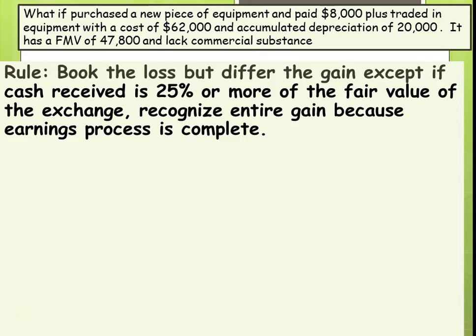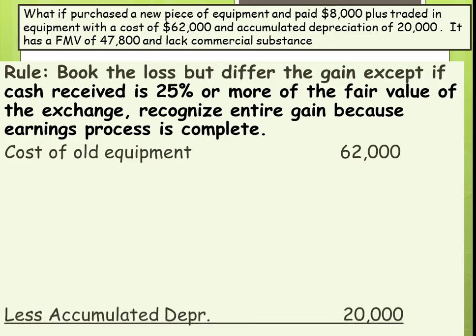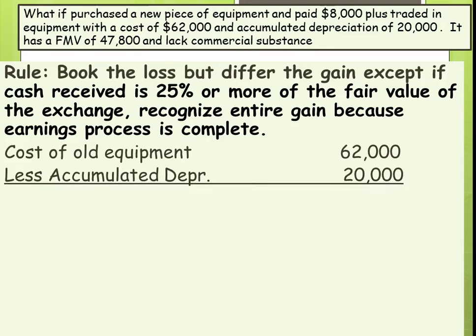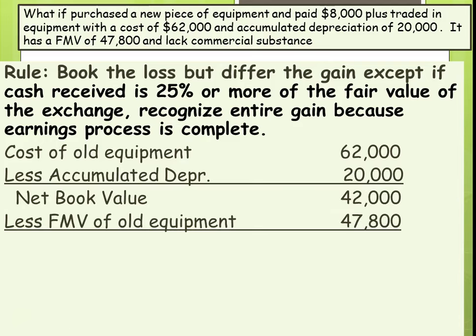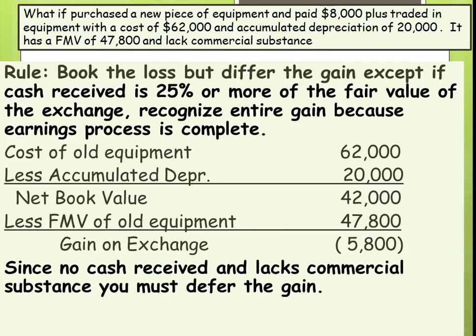In this example, again, we did not receive cash, we paid cash. So the cost of the old equipment is $62,000. We subtract the accumulated depreciation, which gives us a net book value of $42,000. We take the fair market value of the old, and again in this example we have a gain of $5,800. Since no cash was received and the exchange lacks commercial substance, you must defer the gain.